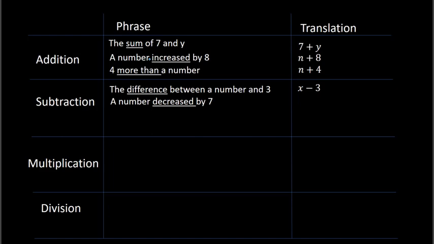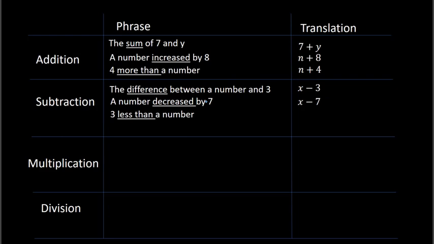Next we have a number decreased by 7. The word decreased means we are subtracting. So we have a number, we'll let that be a variable, so x or n. x minus 7 is the way to express a number decreased by 7.